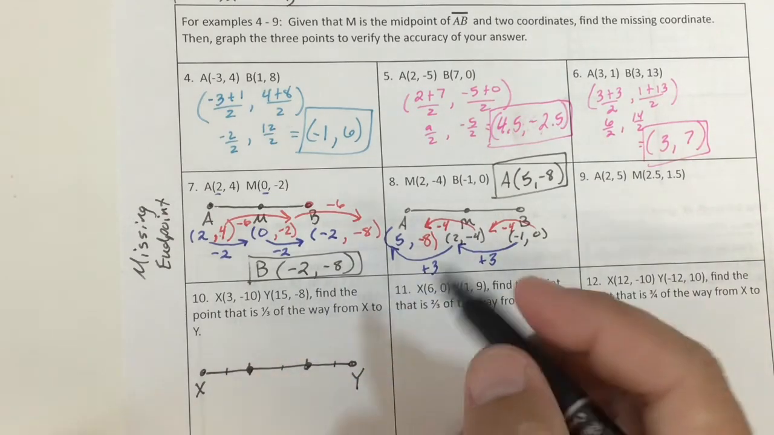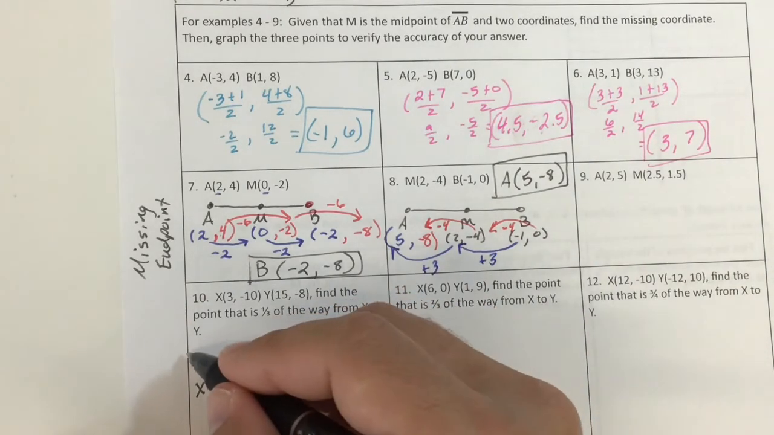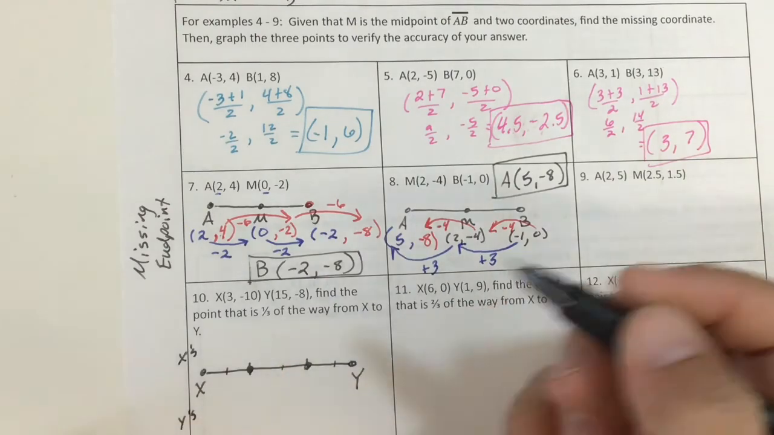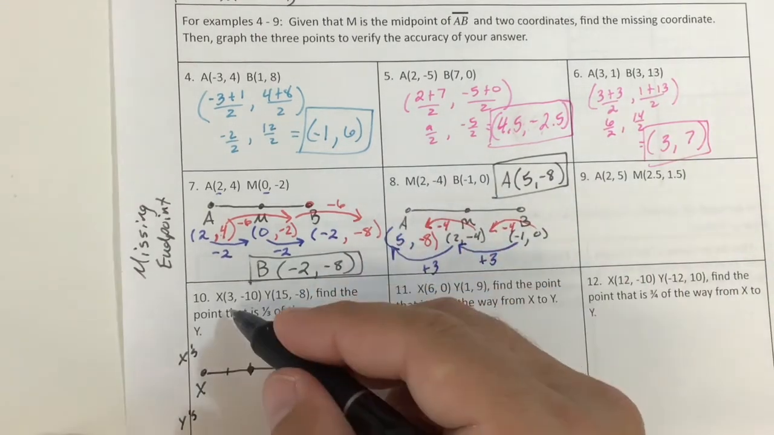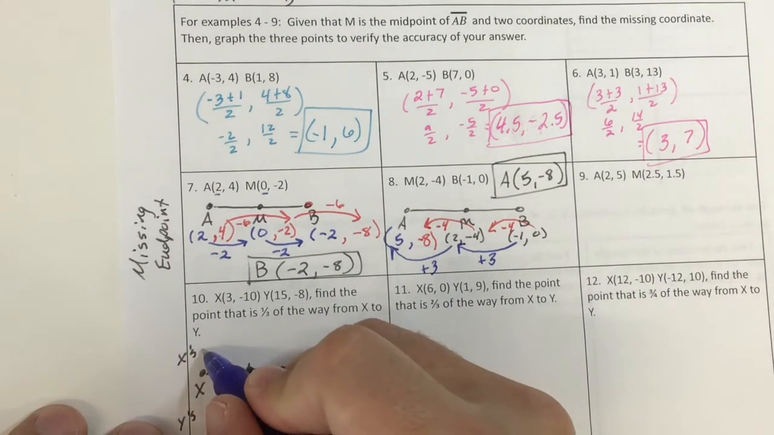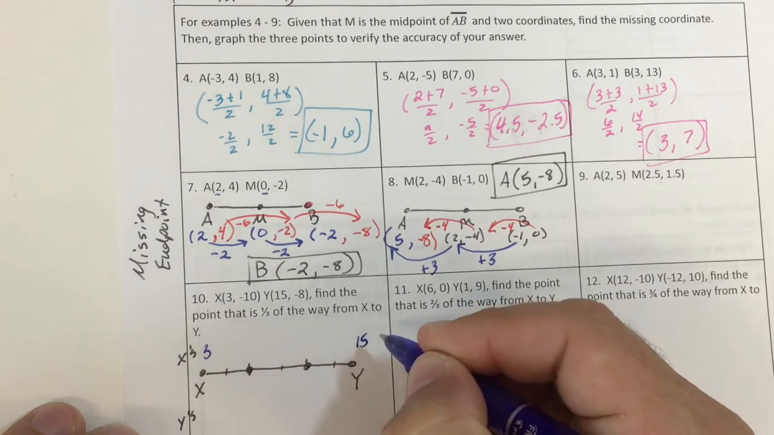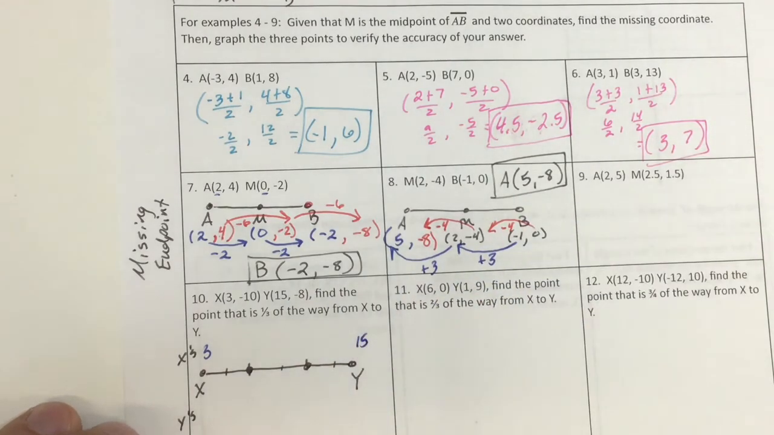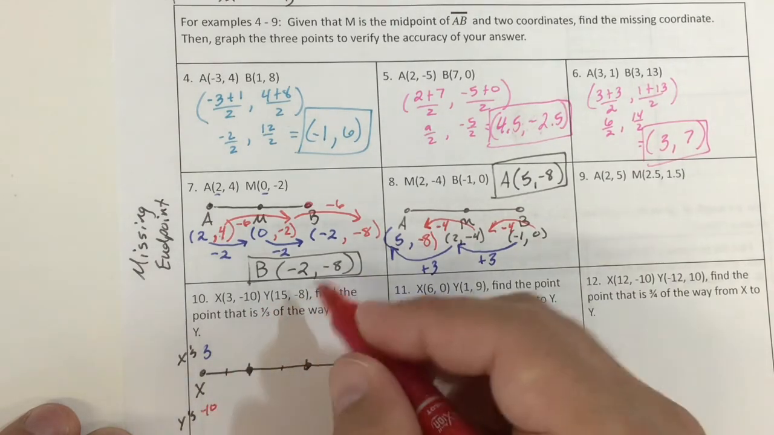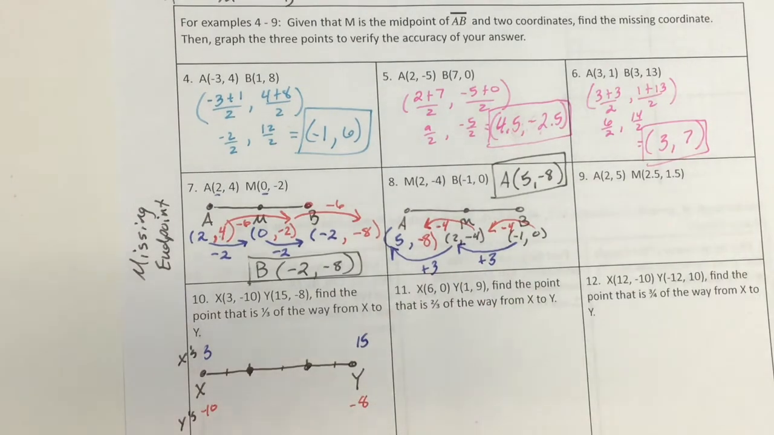All right? What we want to do is kind of do the same thing. Here's what I'm going to do. I'm going to put my x coordinates on top and my y coordinates on bottom to give myself a little more room. So the x coordinate of this first point x is 3. The x coordinate of this last point is 15. All right? The y coordinate of this first point is -10, and the y coordinate of the last point is -8.